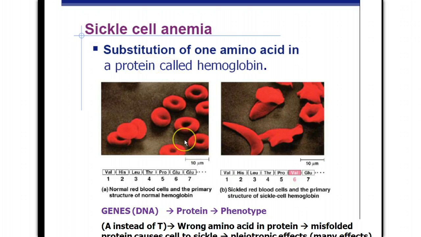Sickle cell anemia is an example of codominance. If you have the big S, let's say that's the normal allele, and little s for the sickle allele for hemoglobin, what ends up happening is you make both red blood cells that are normal and red blood cells that are sickle shaped. So, the whole problem with sickle cell is you get an adenine instead of a thymine. You get the wrong amino acid in the protein. The misfolded protein causes cells to sickle. It's pleiotropic, has a whole bunch of other effects. This ends part 5 of your genetics notes.